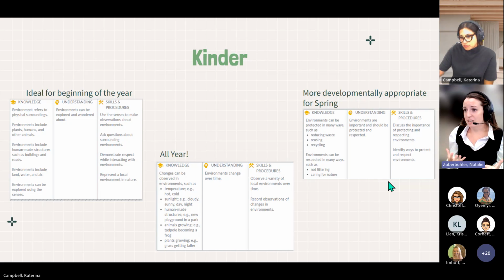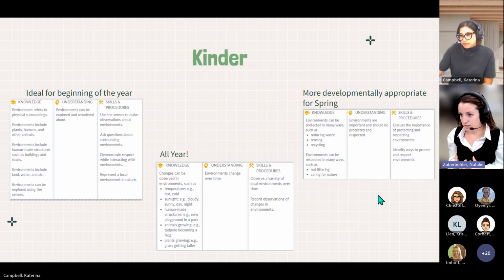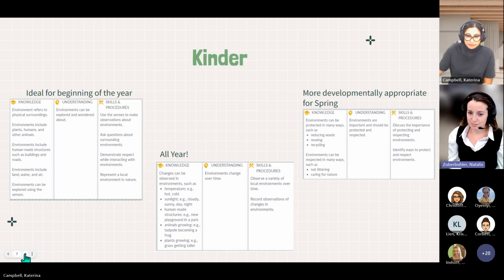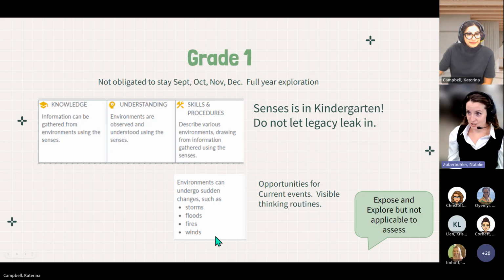And two, we think it's more developmentally appropriate for our students to tackle some of these big skills and procedures, such as identifying ways to protect and respect environments. They go better with some of our older kinder kids. So that's your look at kindergarten.